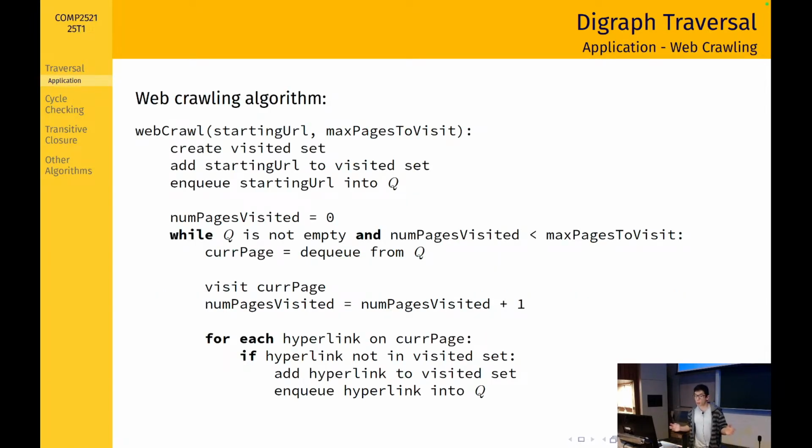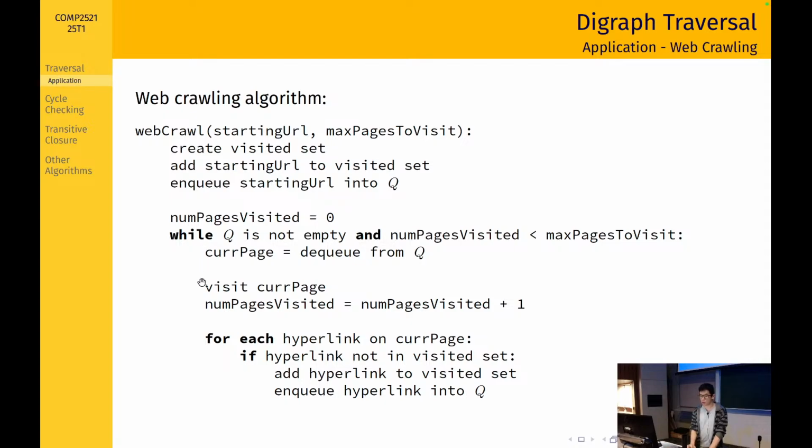So here's what a web crawling algorithm might look like. We give it a starting URL and a maximum number of pages to visit, because we don't want to explore the whole internet, right? We might not have enough space or time to explore the whole internet. So we give it a maximum number of pages. First of all, we create a set of visited URLs, which is going to be empty at first. Then we add the starting URL, and then we enqueue the starting URL into our queue.